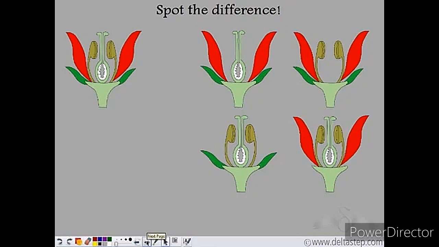Now, look at the first flower. See, it has all the whorls. It has calyx, corolla, androecium and gynoecium. Since it has all the four whorls, it is known as a complete flower. Now notice these flowers. Can you spot the difference between all these flowers? Look at the next flower. What do you think? What is missing in it? It doesn't have an androecium.